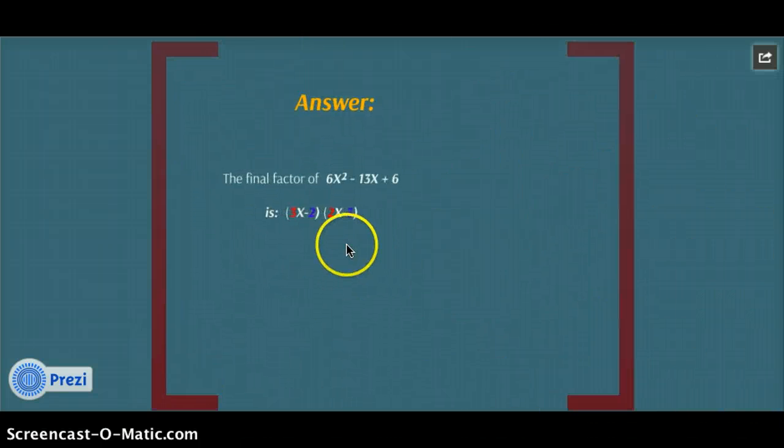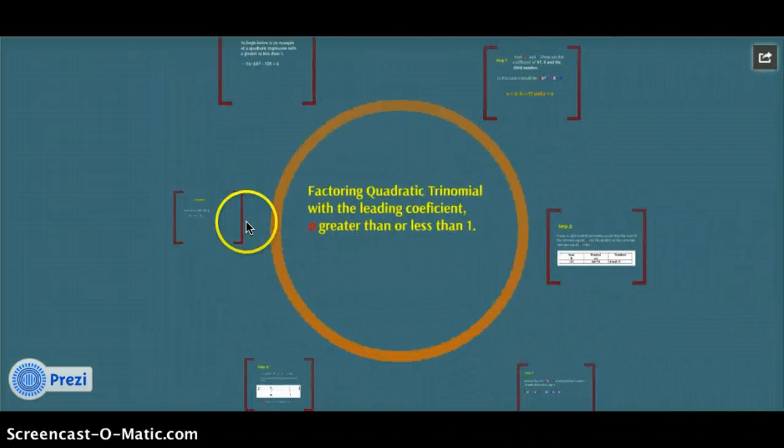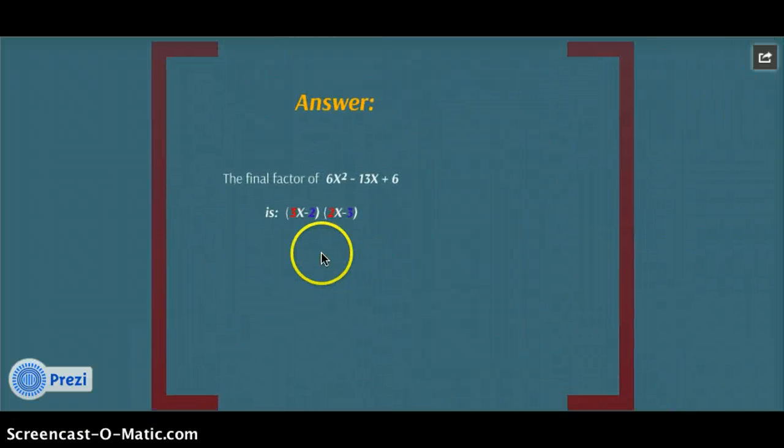Here's the final answer. Whoops, I wanted to go further in to show how it is factored once it's done. And if you want to know if this is correct, you can FOIL it back to see that you get the same thing.